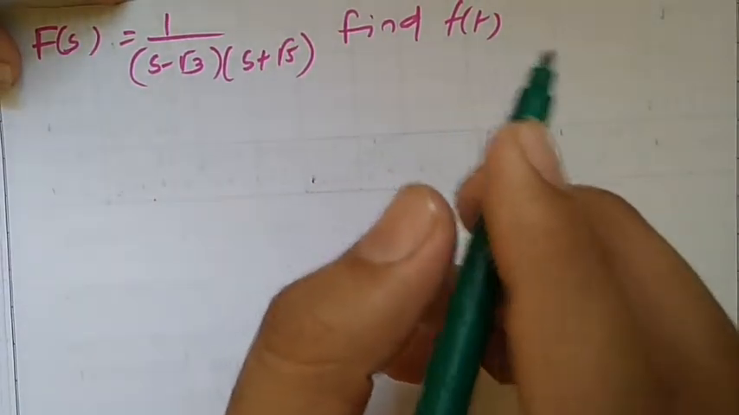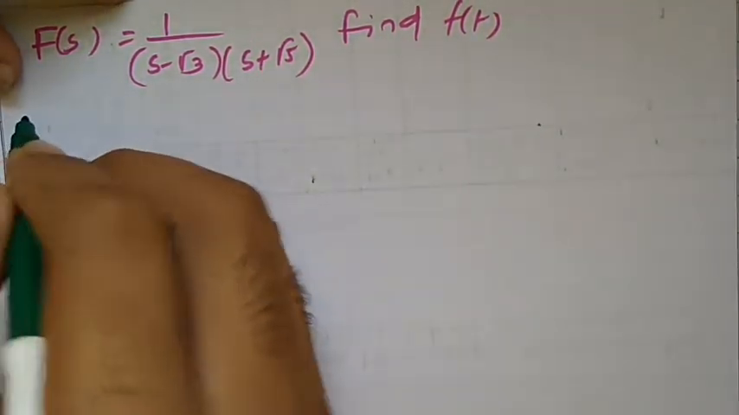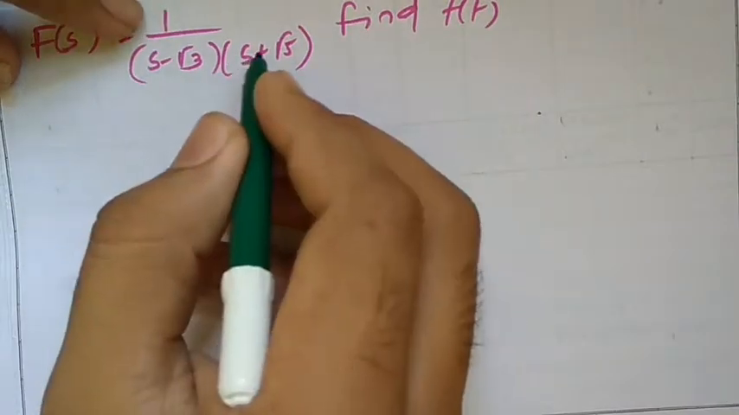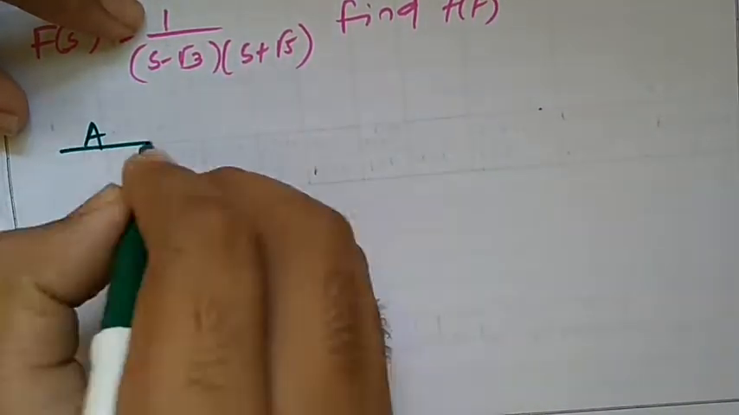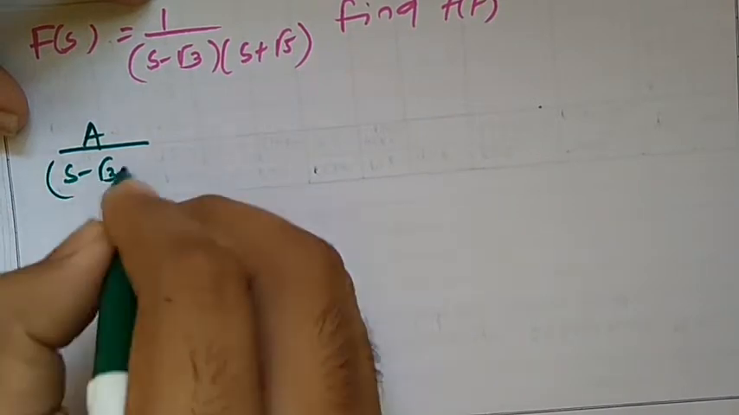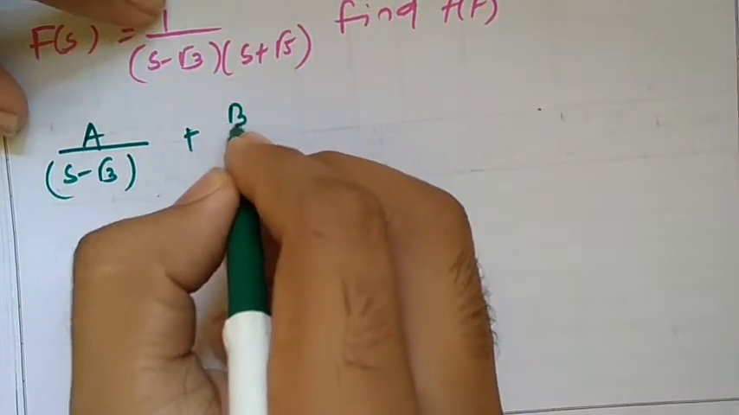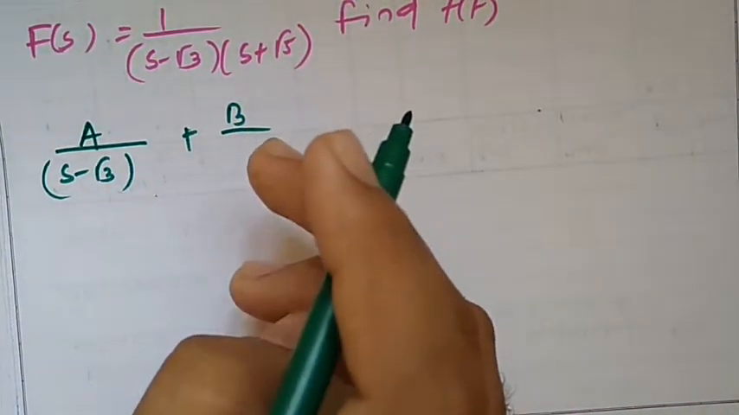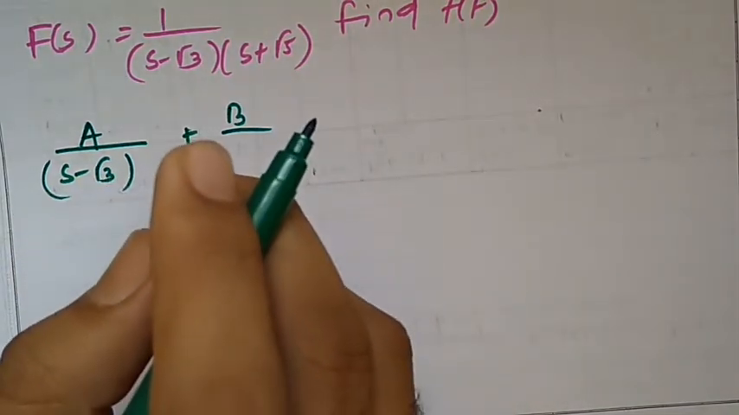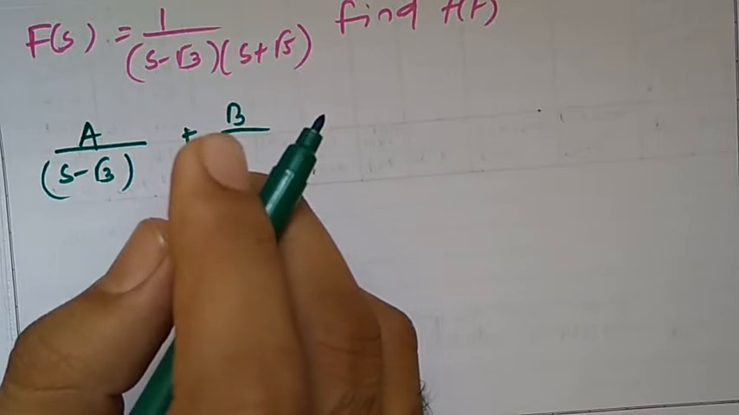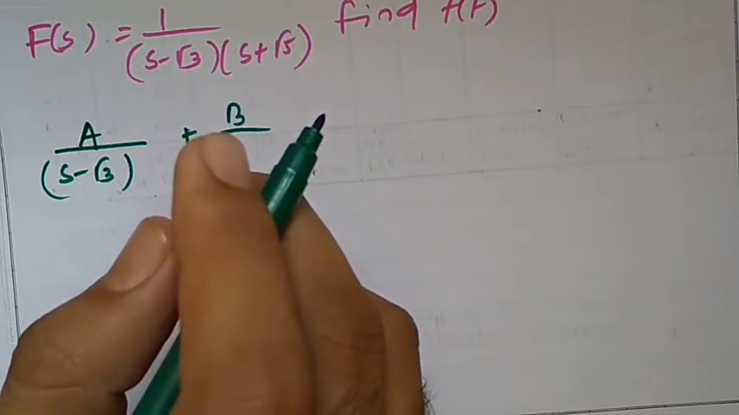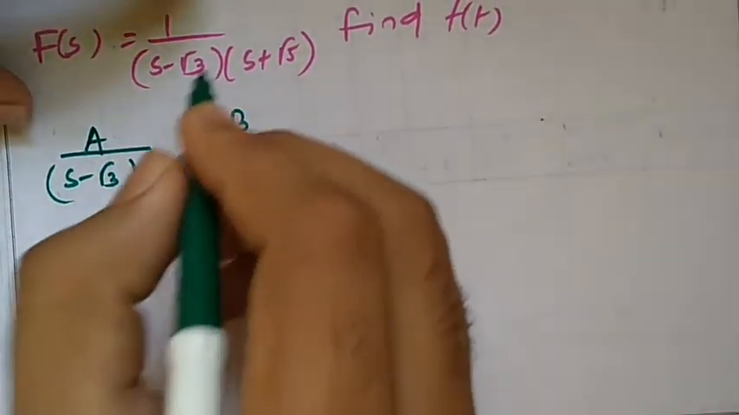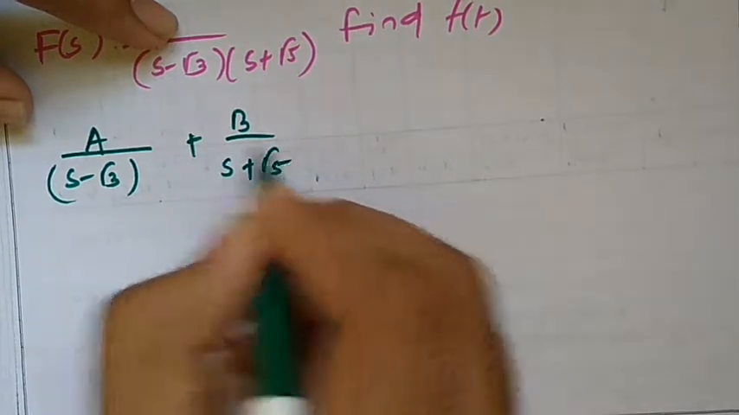By the method of partial fractions we will find this. First let's do some arrangement here. F of s is equal to A by (s minus root 3) plus B by (s plus root 3). We have no formula for the product, but we have a formula for 1 by s minus a: the inverse Laplace transform of 1 by (s minus a) is equal to e to the power at. So we will just make it that form, where A and B are constants.